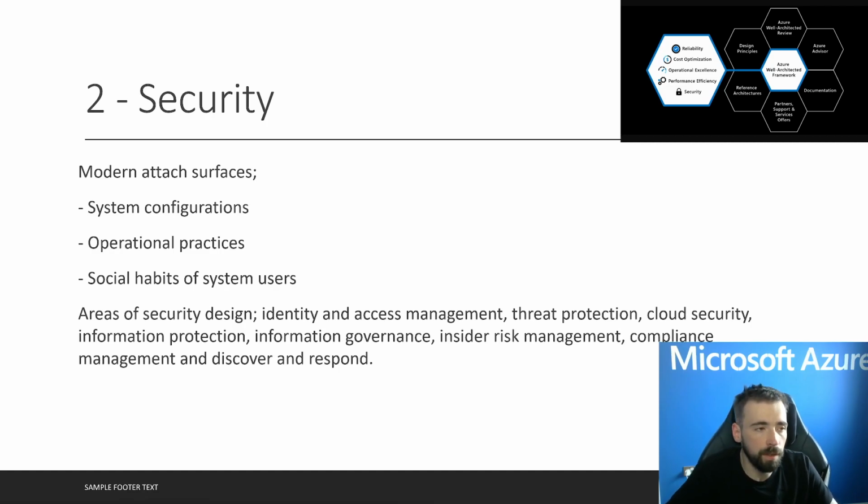We then have security. Modern attack surfaces include system configurations, operational practices, and the social habits of system users. As part of the well-architected framework, there's a few areas to consider as part of security design. Things like identity and access management, threat protection, cloud security, information protection, information governance, insider risk management, compliance management, and discover and respond. So this area is really focused on the security of our application as one of the key pillars of the well-architected framework.